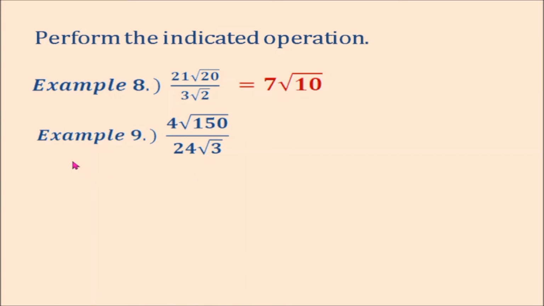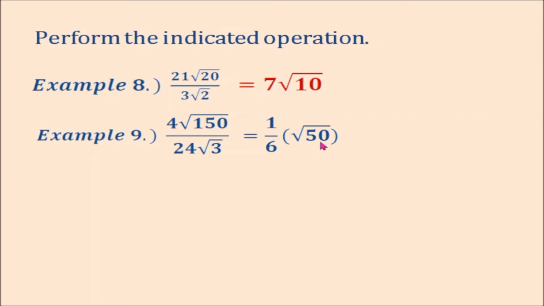Example number 9. 4 square root of 150 divided by 24 square root of 3. Since the indices are the same, we can divide the radicands and also we can divide the coefficients. So 4 divided by 24 is 1 over 6, and square root of 150 divided by square root of 3 is square root of 50.